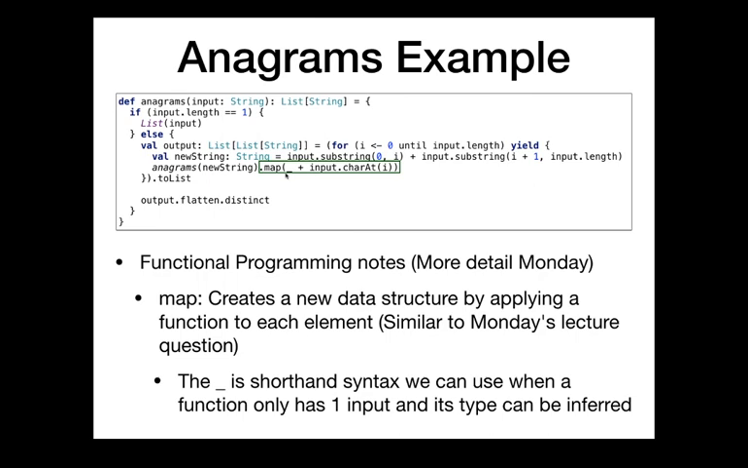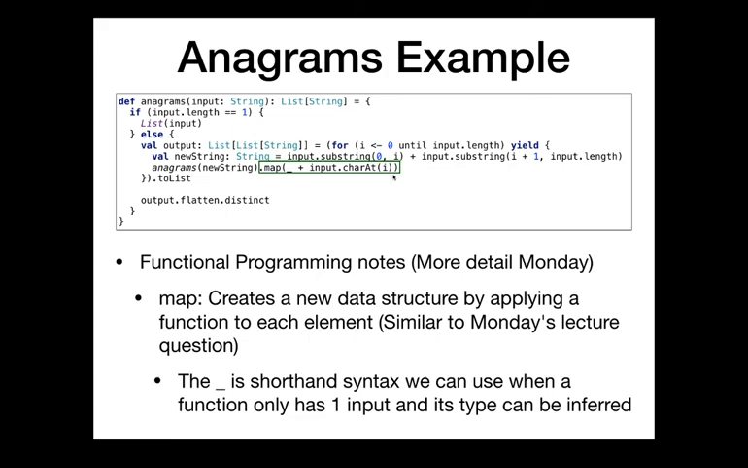I decided to use a little bit different syntax here. Something Scala lets us do is, if we need a function that only takes one input and the type of that input can be inferred, so map is being called on a list of strings, so map is expecting a function that takes one input of type string. When that is the case, we can actually shortcut things a bit with this underscore notation.